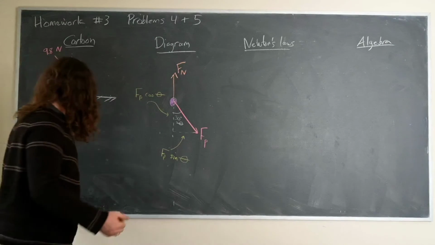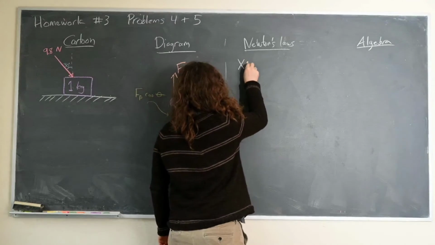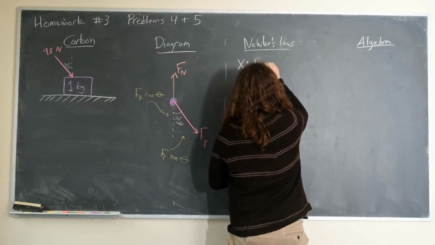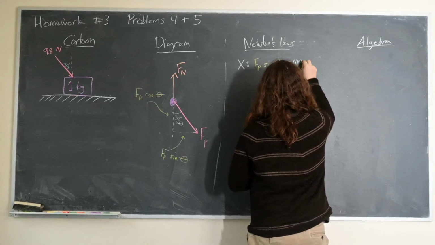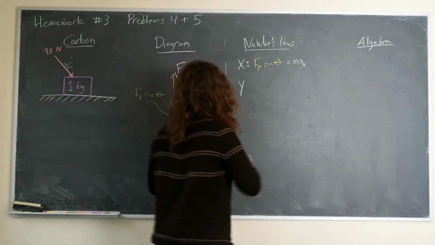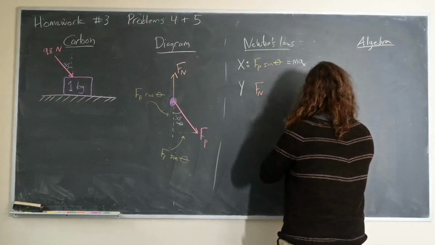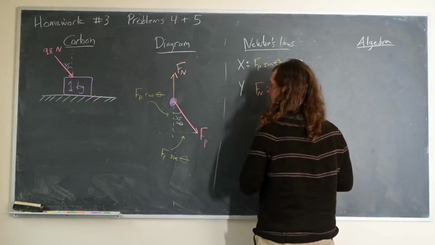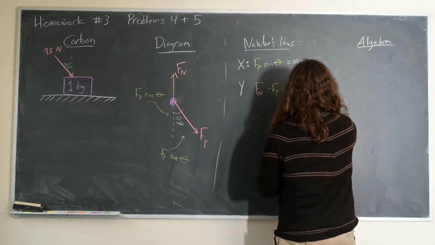Now, Newton's laws in x and y. In the x direction, well, I've only got one thing in the x direction, right? Fp sine theta equals max. I've got two things in the y direction. I have a normal force minus Fp cosine theta equals may.